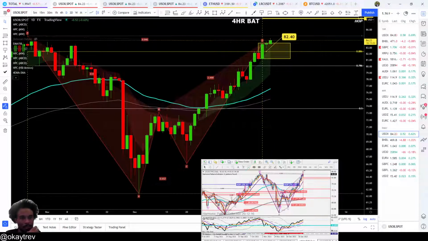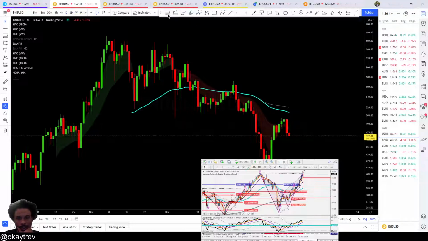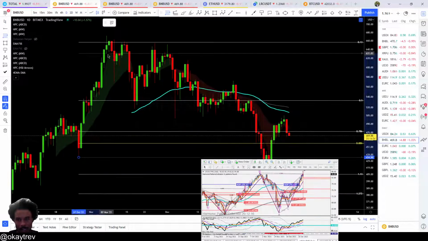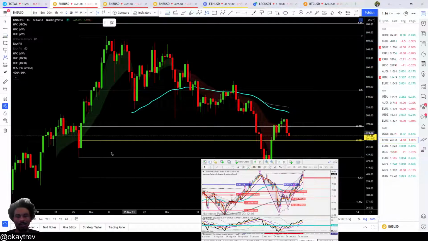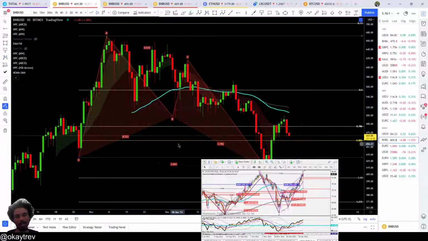Next we have BNB. Completing with the bat 10 bars ago. I'm gonna go ahead and guesstimate it's from here, this X A somewhere in here, something like that. That's not bad. That's more crab vibes.